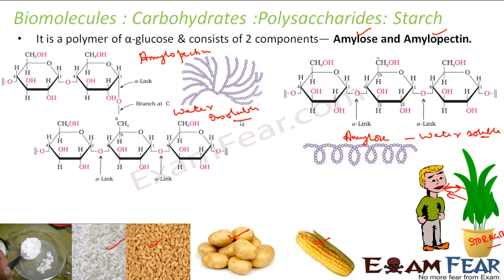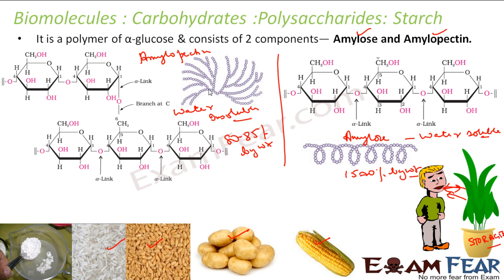Amylose is only 15 to 20% by weight in nature, and amylopectin is the remaining one, that is 80 to 85% by weight. So in starch, there are two types, amylose and amylopectin. Amylose, if you see, is linear and helical, but amylopectin is the branched one.